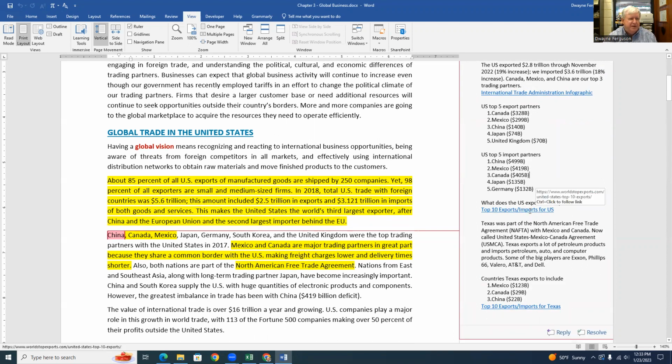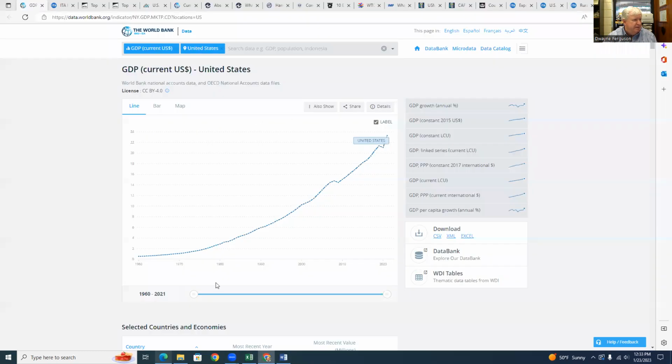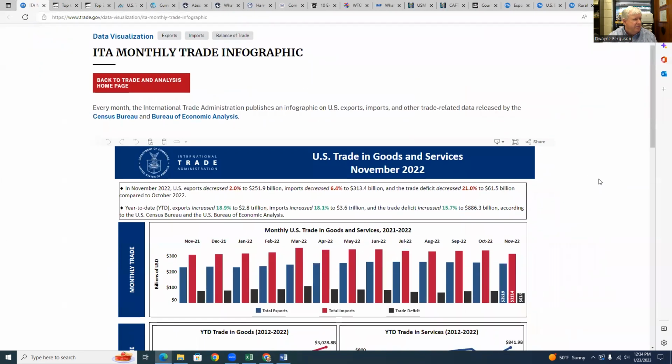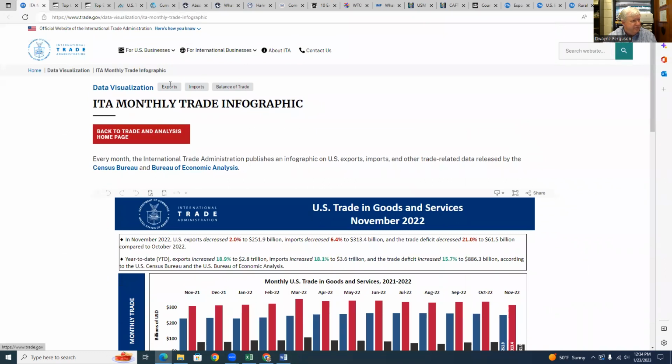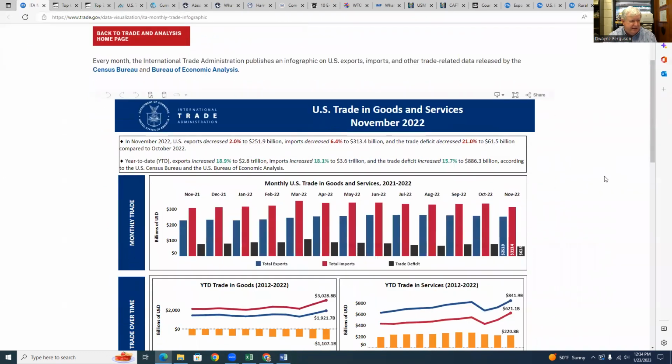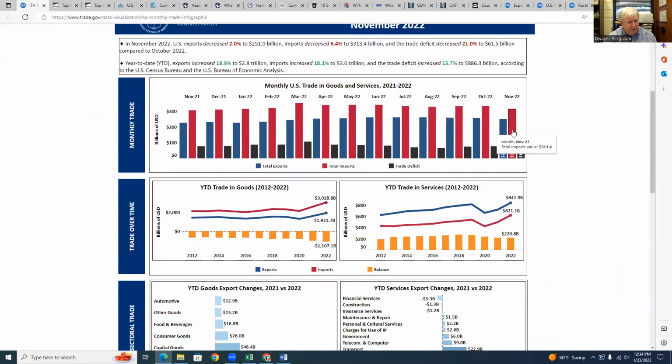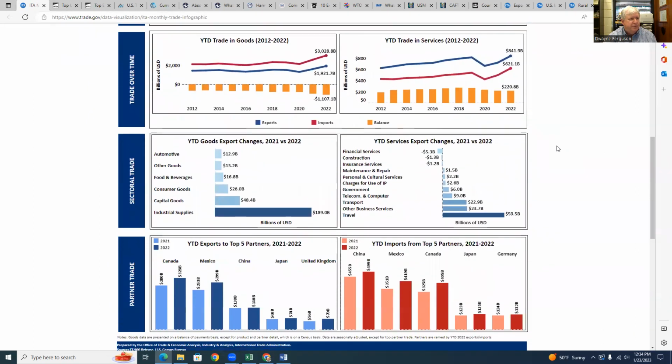So what does the U.S. export and import? Let me take you over to another page. If you go out to the International Trade Administration, they've got all kinds of data, and they can show you how much we're exporting and importing every month and every quarter. You can see, for example, imports here in red, and in blue exports, how we have an unfavorable balance of trade.